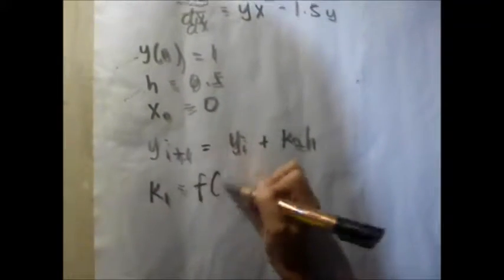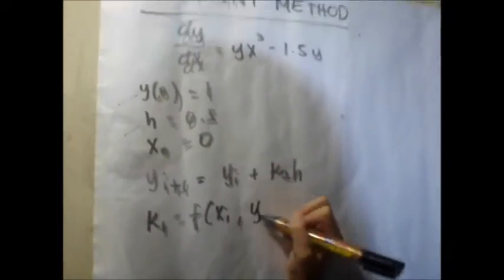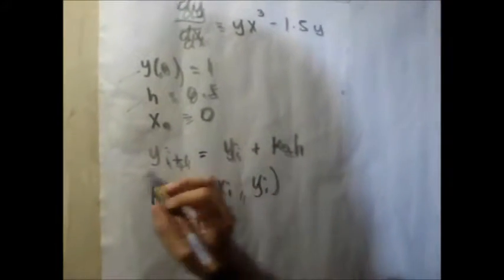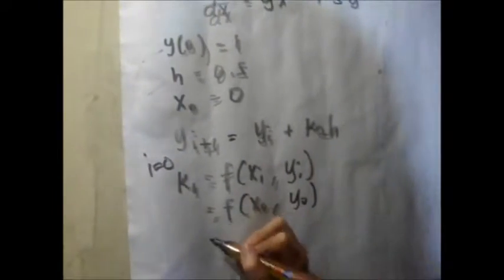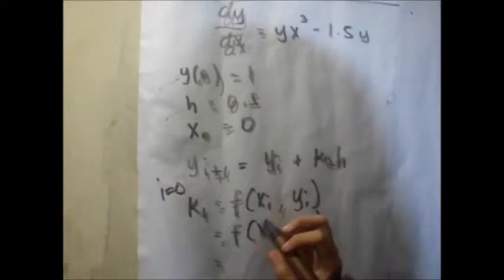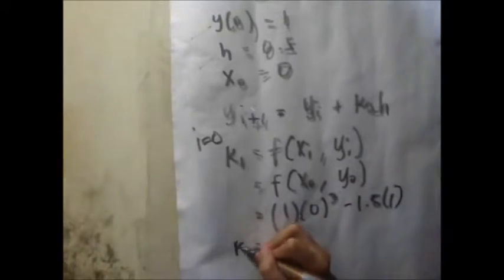So, for k1, we have f of x sub i, comma, y sub i, or f of x sub 0 for i is 0, comma, y sub 0. So again, substitute the value of x and y to this equation. So we have 1 times 0 cubed minus 1.5 times 1. So the value of k1 is negative 1.5.